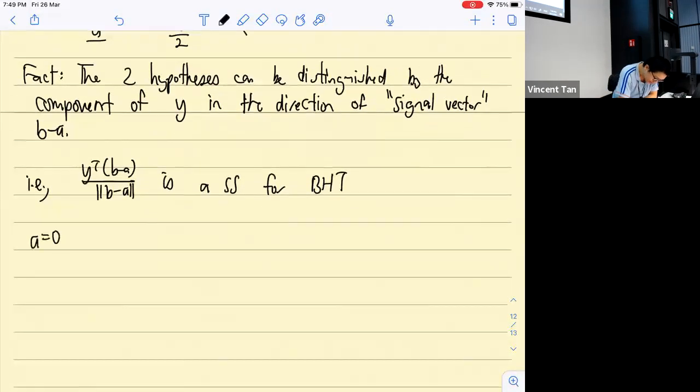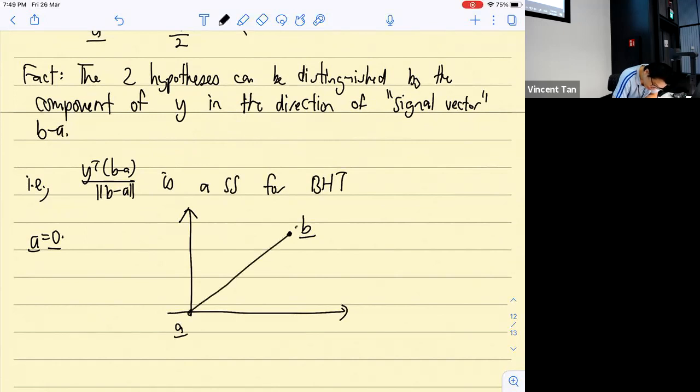Now let me draw the situation where A is equal to the 0 vector. Okay. Then we have this scenario here. So B is here, for example, and A is here. Okay. And I can draw this line here.